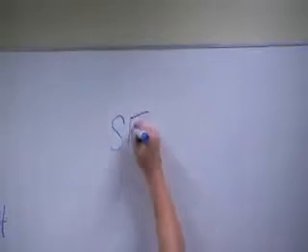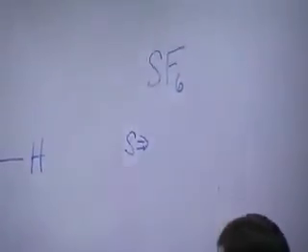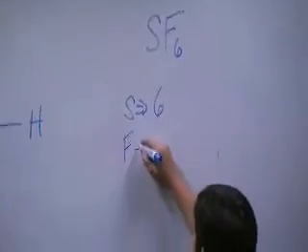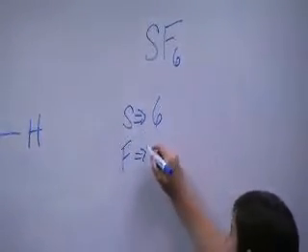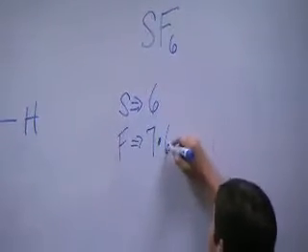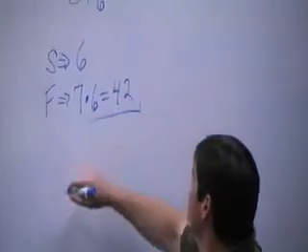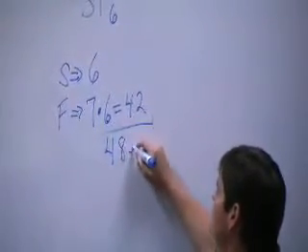All right, so let's do something like sulfur hexafluoride, or SF6. In that particular case, we start with valence shell electrons. How many valence shell electrons does sulfur bring? 6. And fluorine? 7 valence shell electrons. There's 6 of them. What's 7 times 6? 42. 42 and 6 is 48.